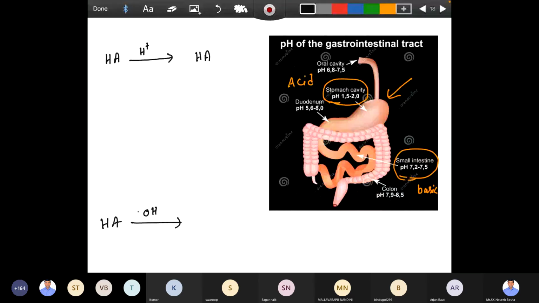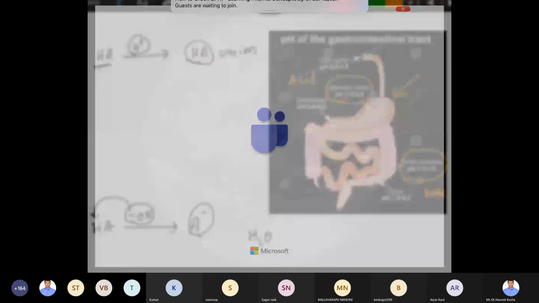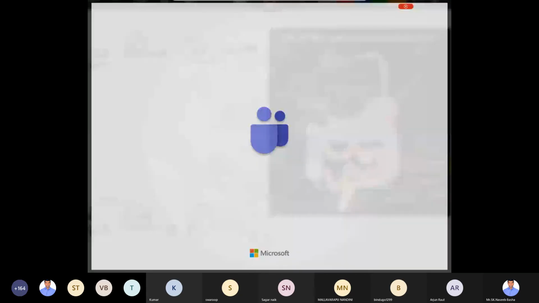Understand this concept. In presence of acid, acidic drugs remain as such. What is this? Unionized form. In presence of base, the acidic drugs, what is happening with them? They are turning into ionic form. Now, what happens if they are ions? They will not get absorbed. Not getting absorbed means they are getting trapped in the same environment.